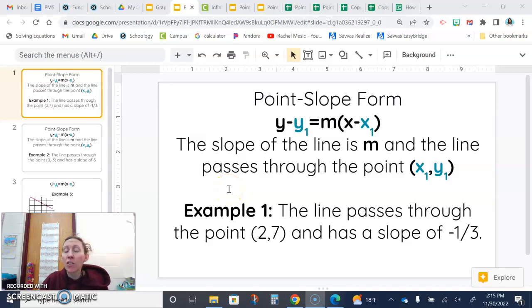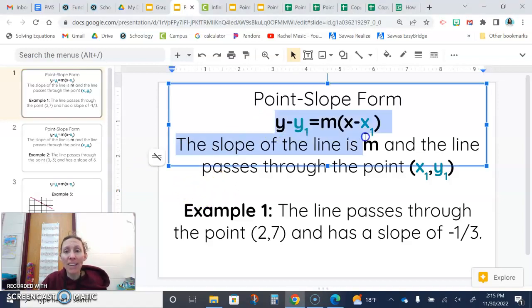Today, we are going to learn about another equation of a straight line. So you're familiar with slope-intercept form, which requires you to know the y-intercept. But for point-slope form, you don't need to know it. You just need to know any point along the line and the slope. So here is the equation of the line.